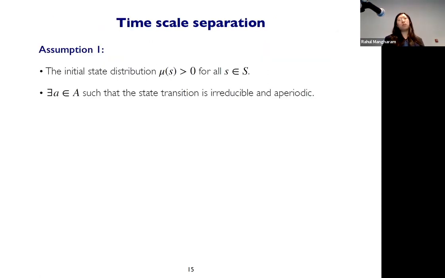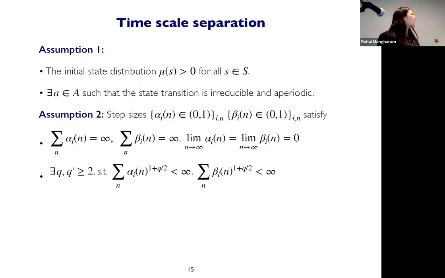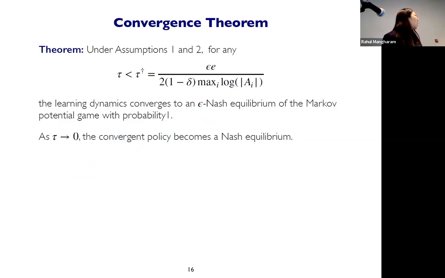We first assume that the Markov chain is irreducible and aperiodic. The second assumption is a standard assumption, assuming that the step sizes are roughly at the same time scale, although heterogeneous, and also that the Q-learning is faster than the policy learning. Under these two assumptions, we show that the learning dynamics converge to an epsilon-equilibrium of the Markov potential game with probability one.